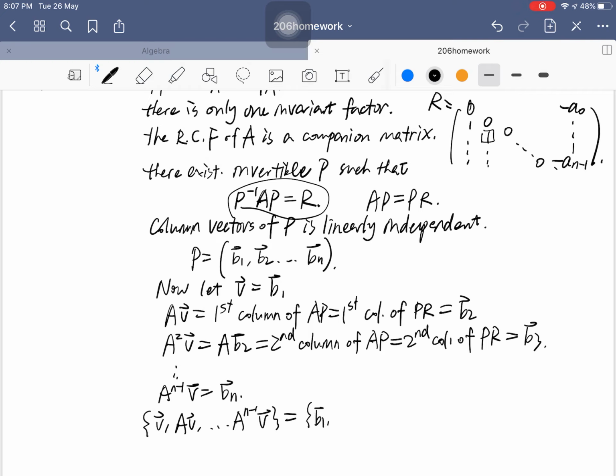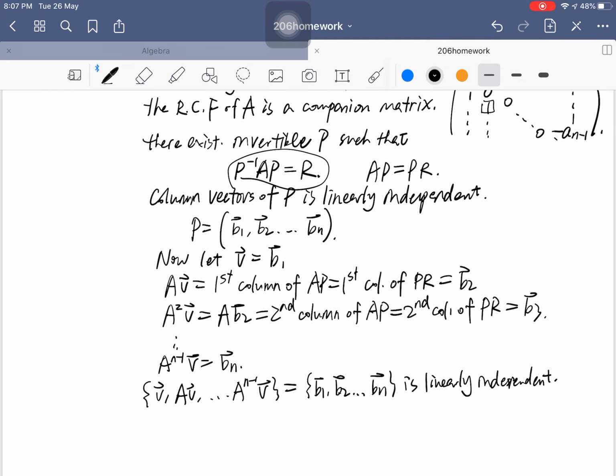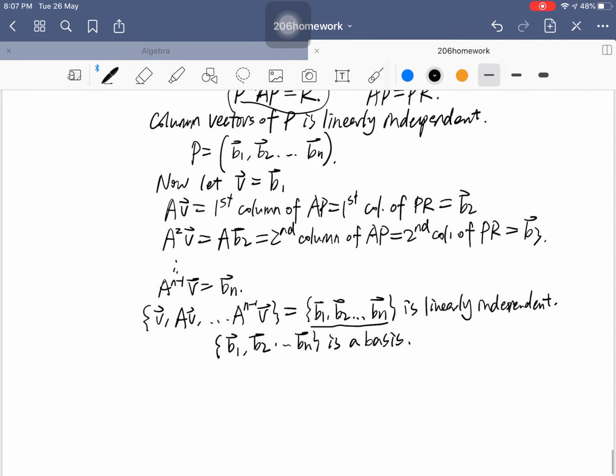So this set of vectors v, Av, up to A to the n minus 1 v equals B1, B2 up to Bn, which is linearly independent. And since we are in the n-dimensional vector space and we have n vectors here, this set is both linearly independent and spans the vector space. So this is a basis. So we've proved the left to right direction.